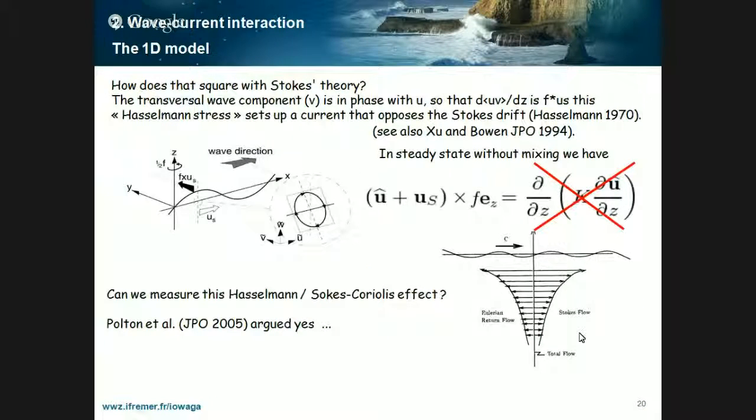So if you have no mixing at all, then this equals 0, which means that u hat is equal to minus us, and then the Eulerian current would be exactly opposite to the Stokes drift. That, of course, is for time stationary conditions. If it's not time stationary, you can actually have inertial oscillations which are driven by the Stokes drift. And this was described in a paper by Klaus Hasselmann in 1971. No, 1970.